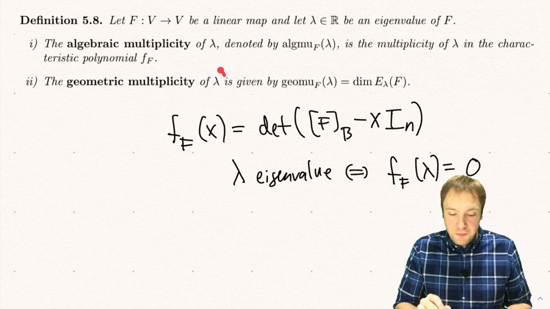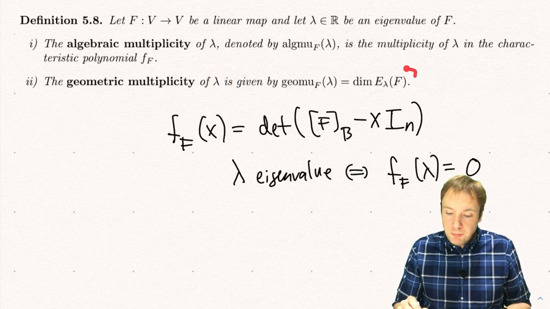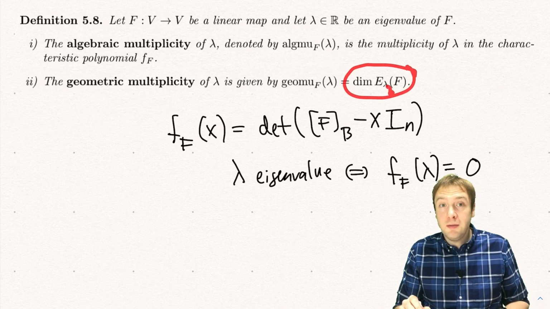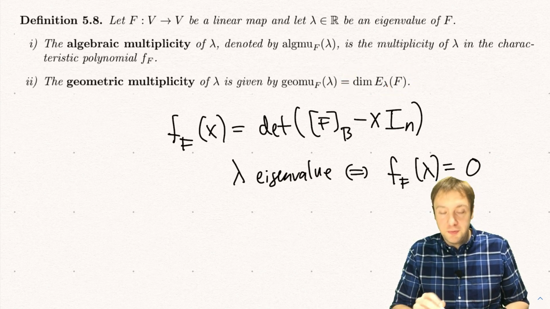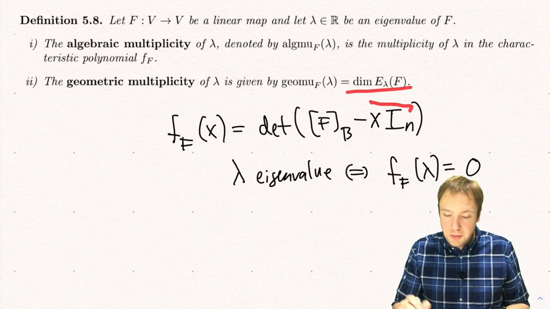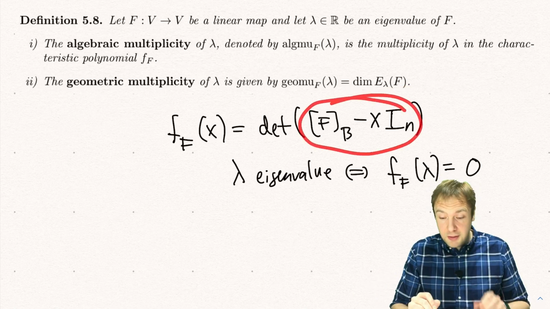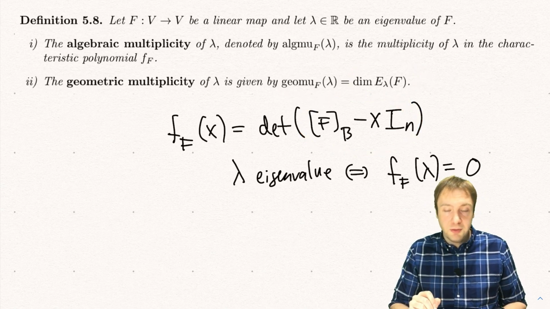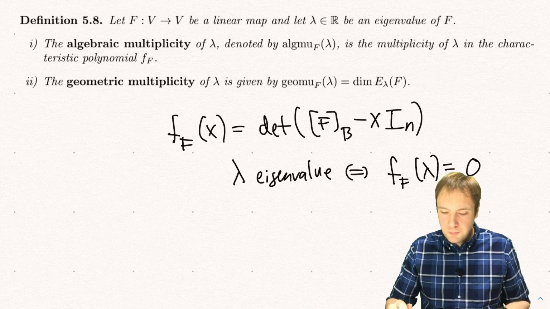And then for an eigenvalue lambda, we also defined the eigenspace, so the space of all eigenvectors for this eigenvalue lambda together with the zero vector. So this was given by the kernel of this guy here. And the dimension of this we will call the geometric multiplicity.